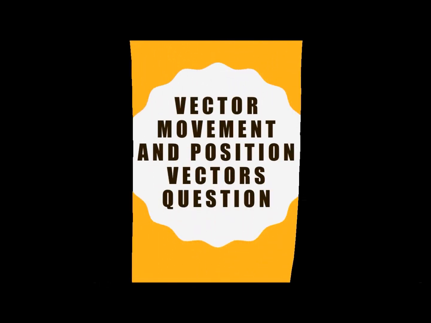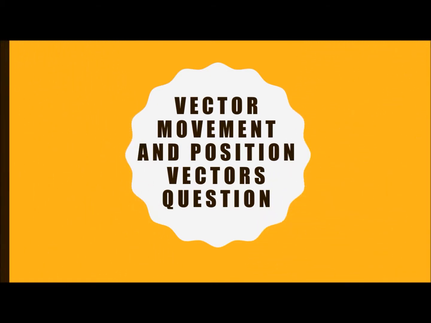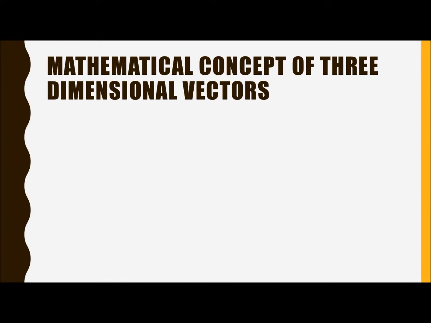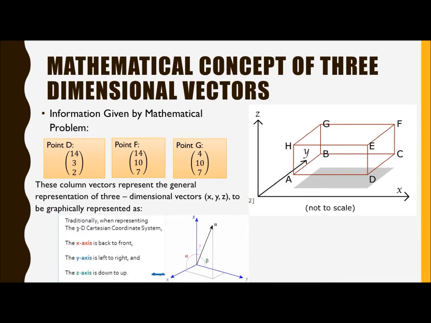Initially, we are going to commence to solve a vector movement and position vectors question. The question states, here is a cuboid. The coordinates of some of the corners can be seen as per the following, which are associated with the corners D, F, and G. These column vectors can be seen as x, y, and z. They can be graphically represented as 3 axes.